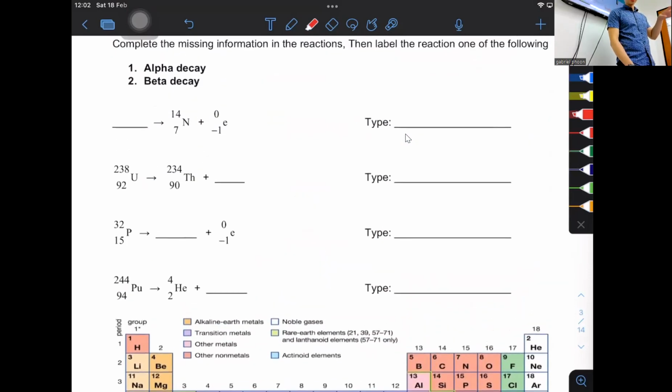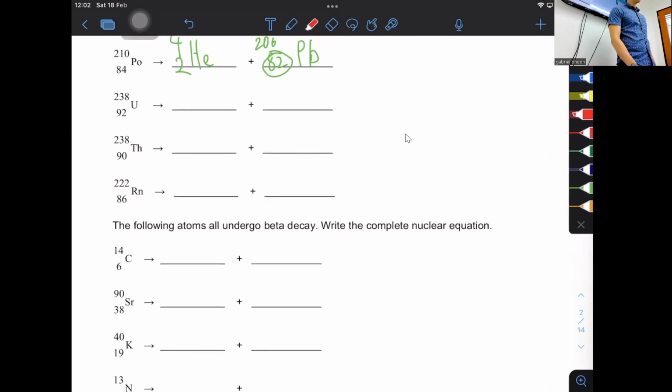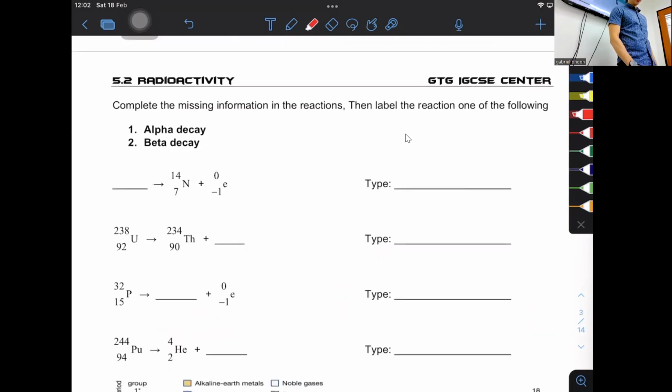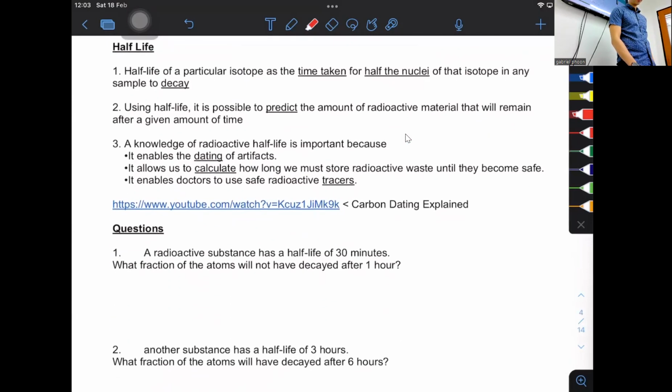Does anyone have any questions now for these two parts here? Okay, everyone, I think it shouldn't be a problem. Literally, this part here, you should not get it wrong. Okay, let's go to the final part, which is half-life, before we end the day.